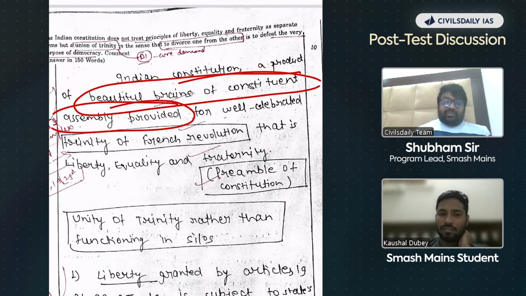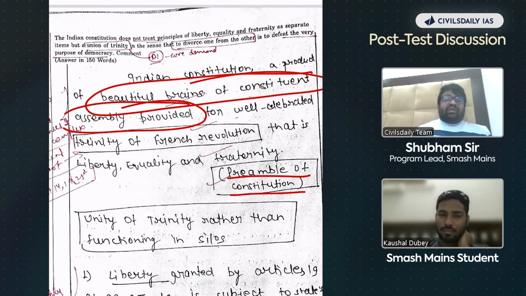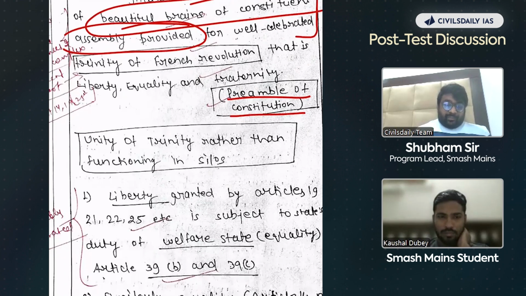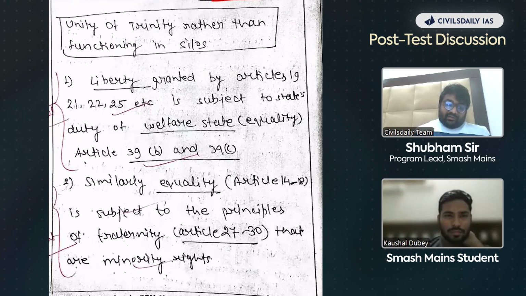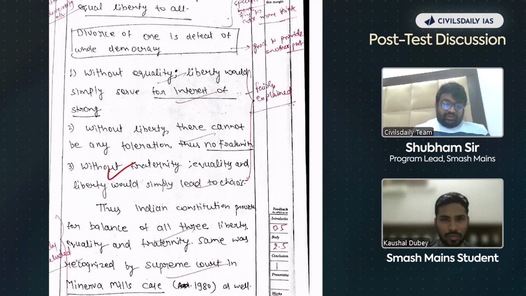ठीक है, here simply: the preamble of the Indian Constitution provides for the trinity of liberty, equality, fraternity as the objective of the Indian state. That's it. That's it. इससे आपका intro भी concise हो जाएगा. Correct. Silos, liberty granted, subject to state. Good. These are the good points.